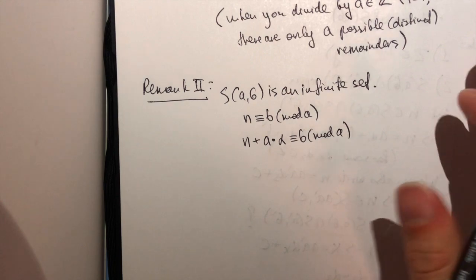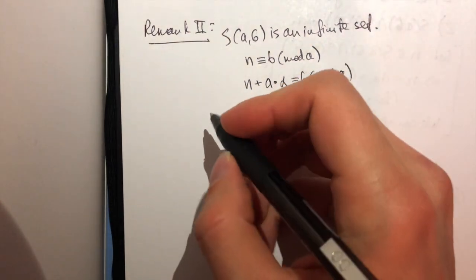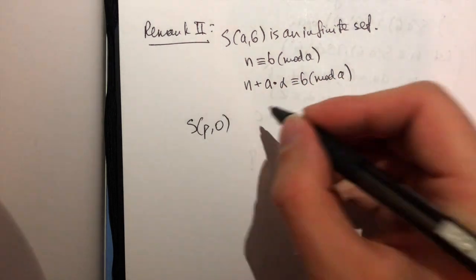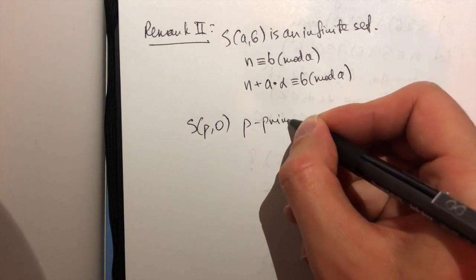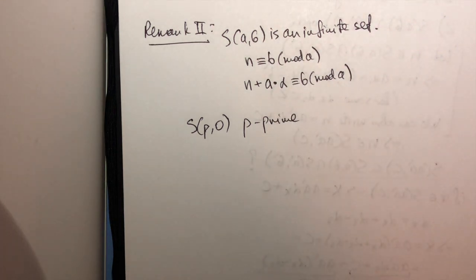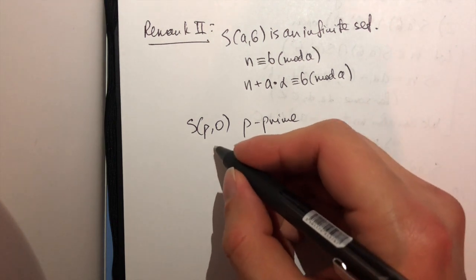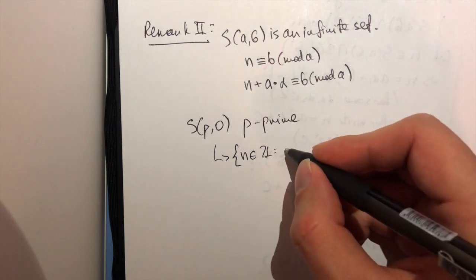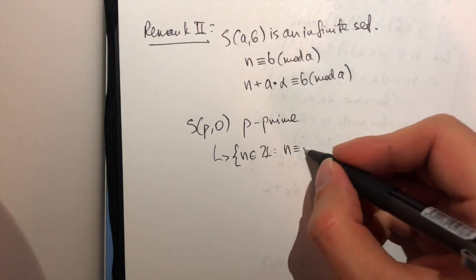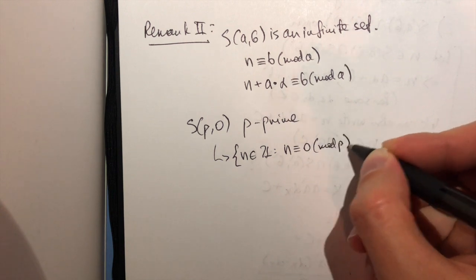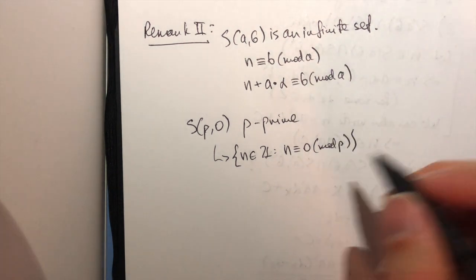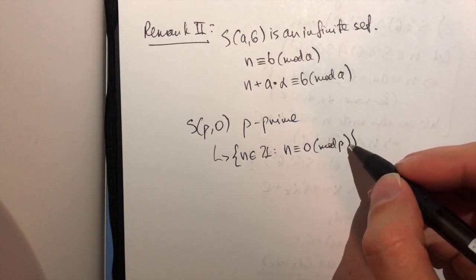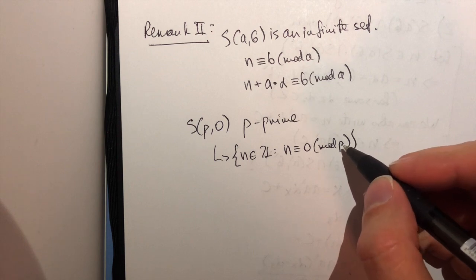Right, so how do we get on to primes? Well, let's consider this set for P being a prime number. Again, by definition, this is a set of all integers that are congruent to 0 modulo P. Well, this is the same as all integers that are divisible by P, right?